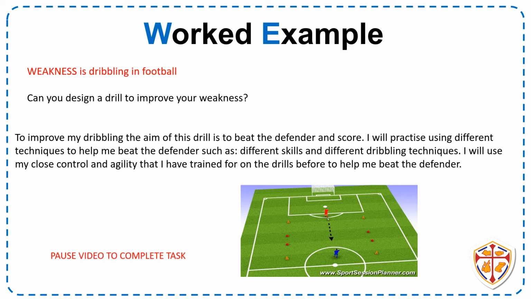So in the picture, you can see there are two lines of cones. That's the area that I'm working in. The defender will pass me the ball. I will then try to go past him and then score in the goal behind me. Hopefully, this would improve my ability to go past defenders as I'm practicing different skills to try to outwit my opponent. This is just an example of a drill that I could use in training to improve my dribbling skills.